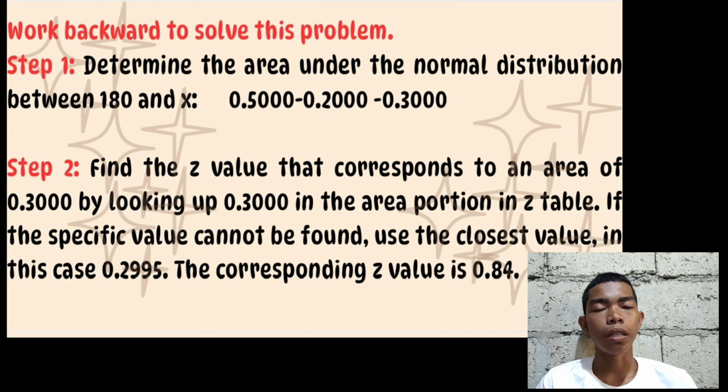So, work backward to solve this problem. Step 1. Determine the area under the normal distribution between 180 and x. So, 0.5000 minus 0.2000 equals 0.3000. So, step 2. Find the z value that corresponds to an area of 0.3000 by looking up 0.3000 in the area portion of the z table. If the specific value cannot be found, use the closest value. In this case, the closest value would be 0.2995. So, the corresponding z value is 0.84.